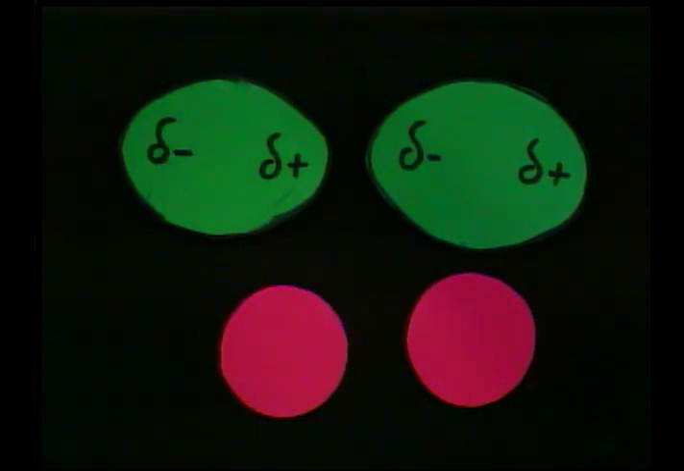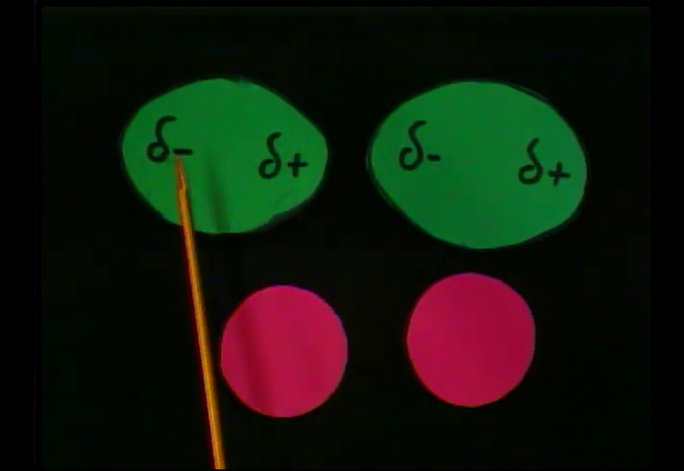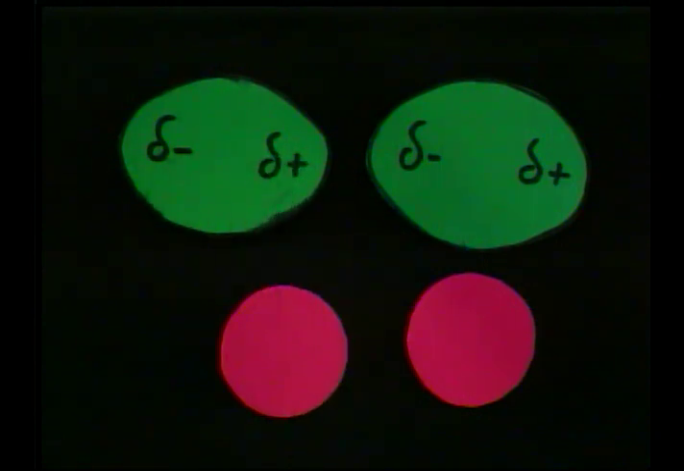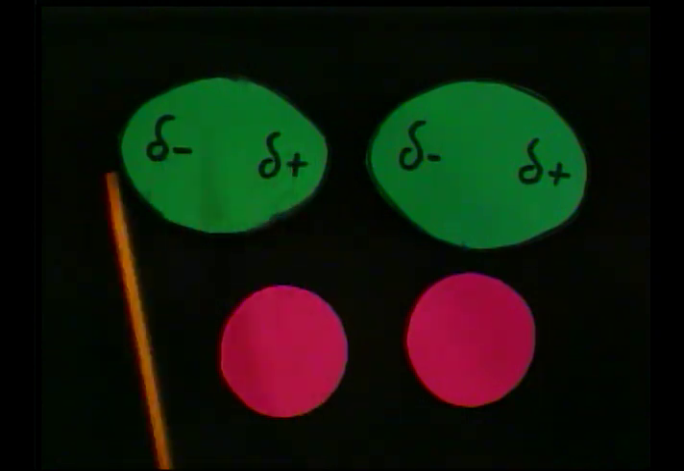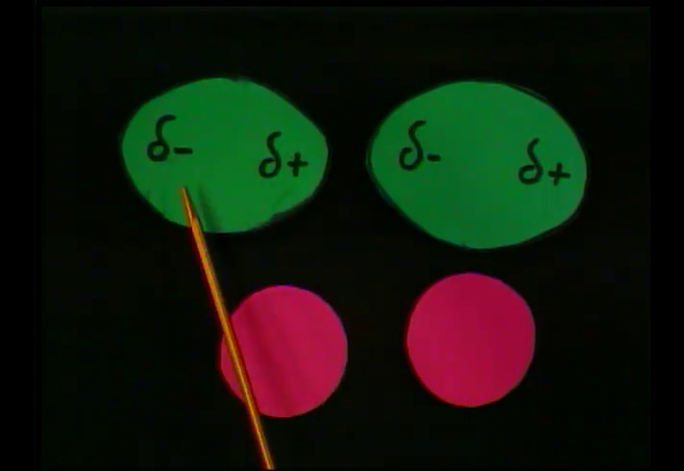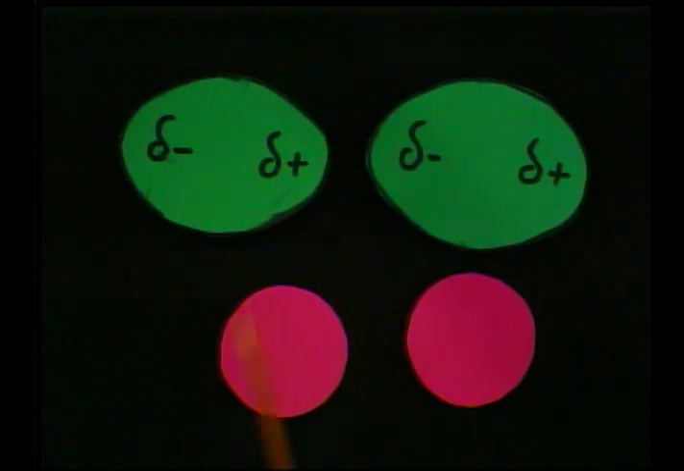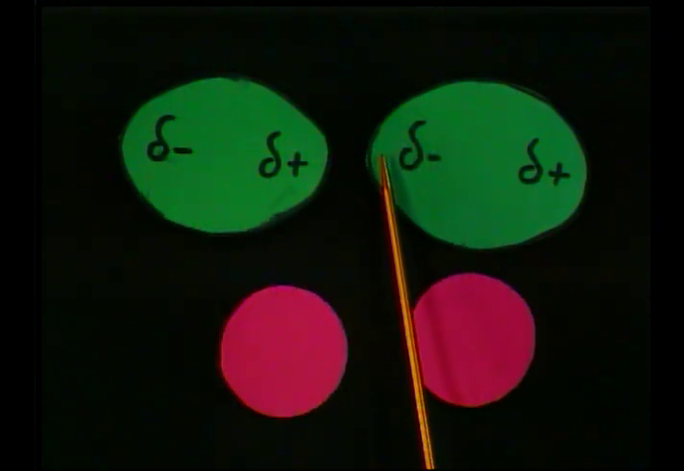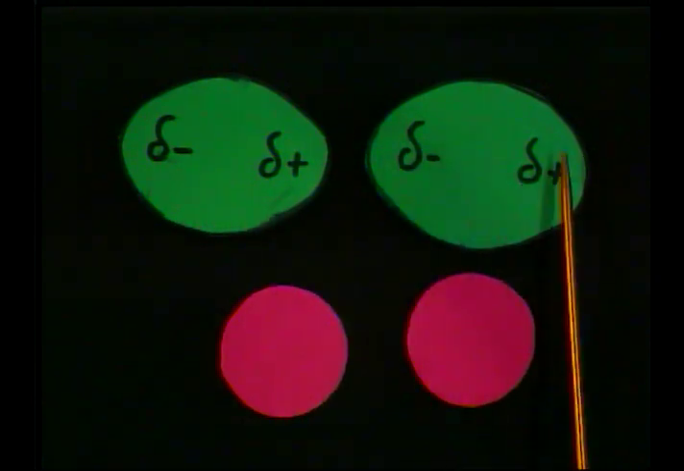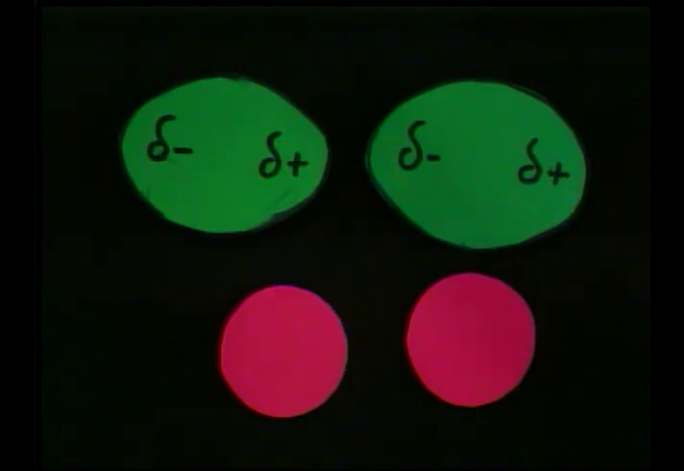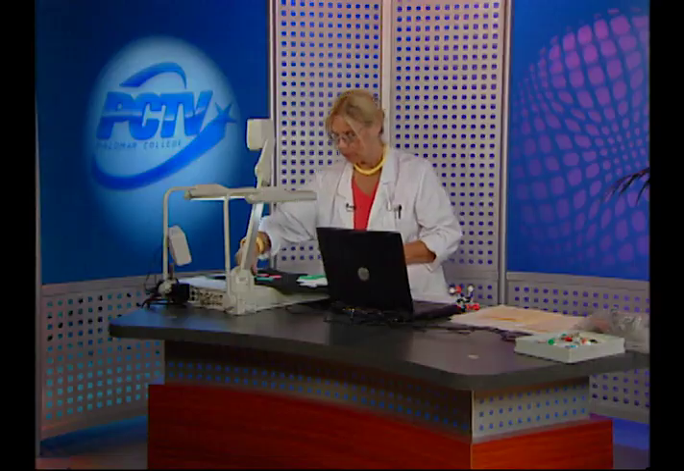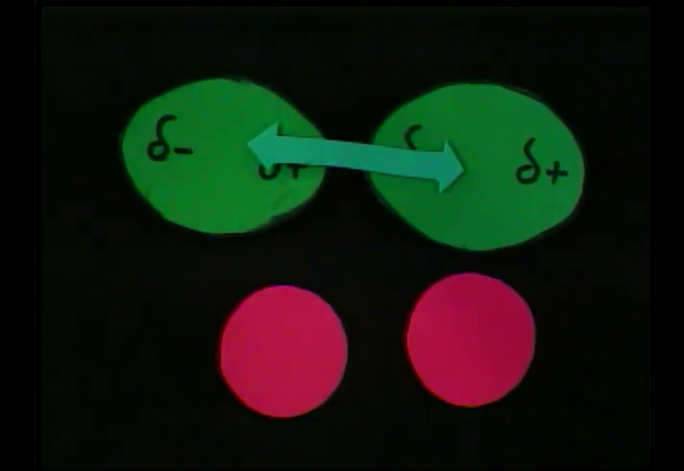That means the electron cloud of the gas is now not concentrically distributed around the nucleus anymore, so we have a slight separation of the charges. Where the electron density is the highest, we have the delta negative end. Where it's a little depleted, we have the delta positive end. So we have an intermolecular force holding the molecules together. Now, the smaller they are, the less intermolecular forces we have.